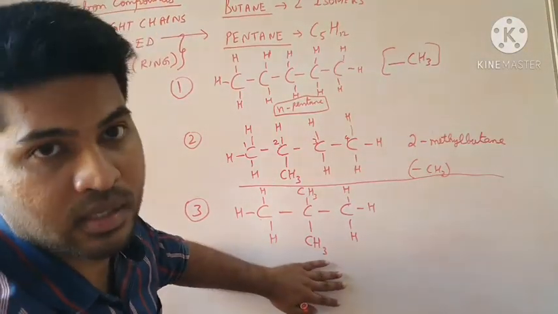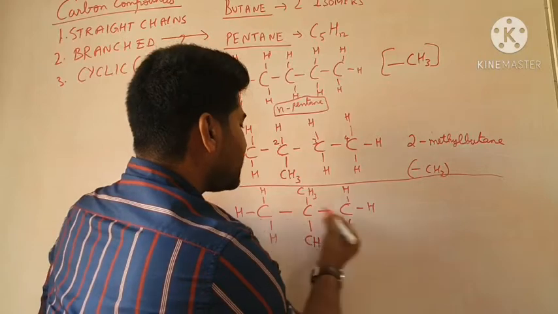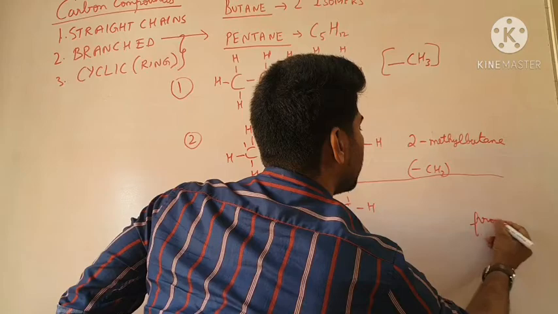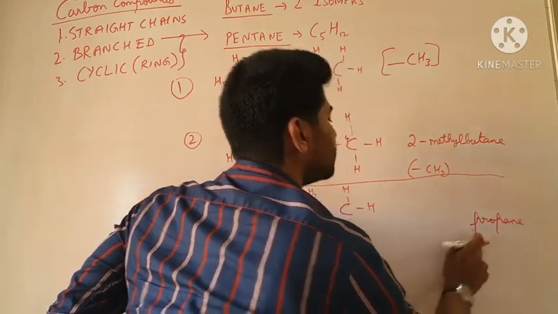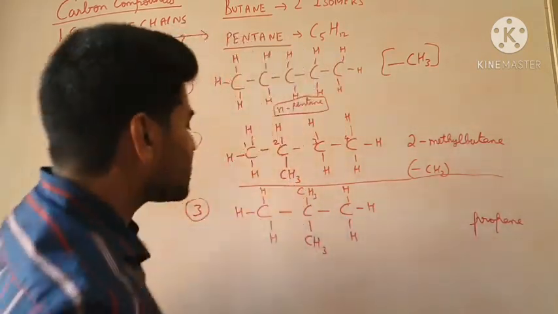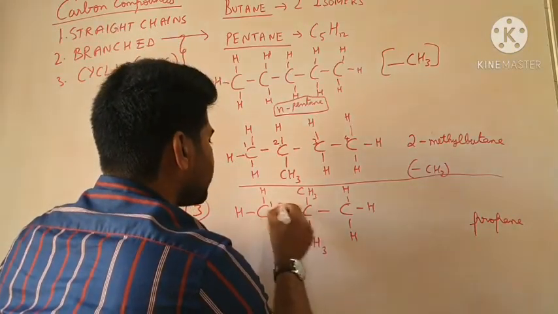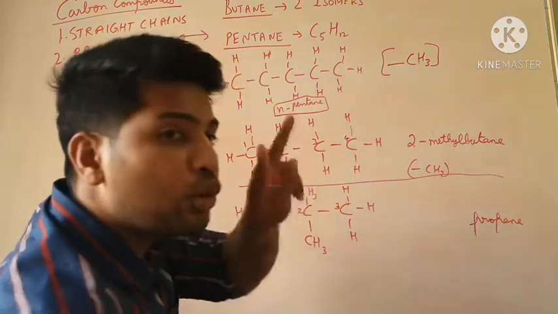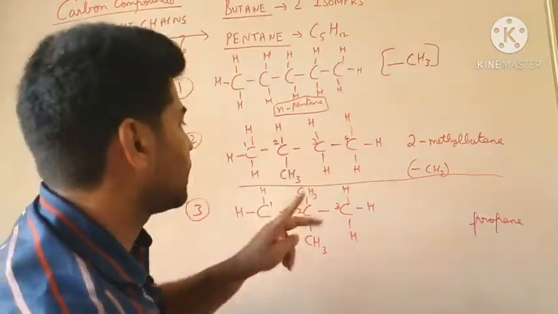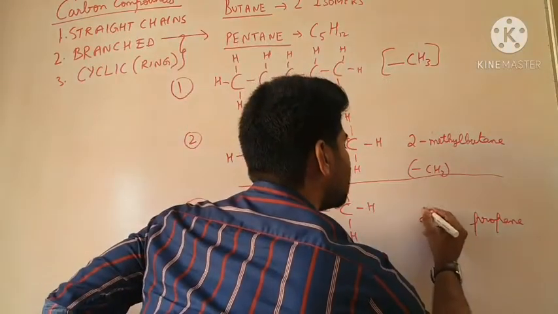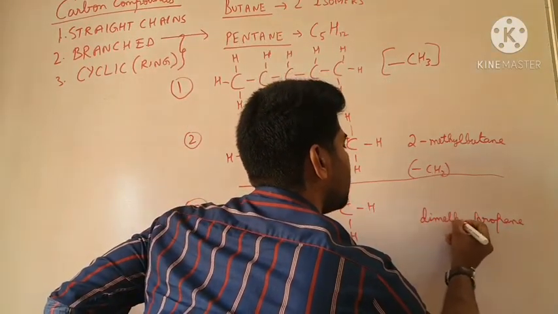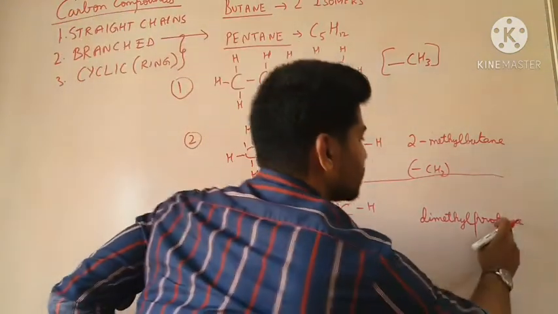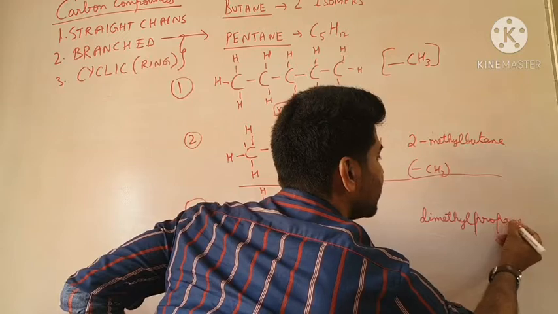What would be the name of this structure? Once again, set the main chain. Main chain has 3 carbon atoms, so the name would be propane. Now in this case, the second carbon atom is attached to 2 methyl groups. So it would be dimethyl propane. So the A's and E's should be written very clearly.